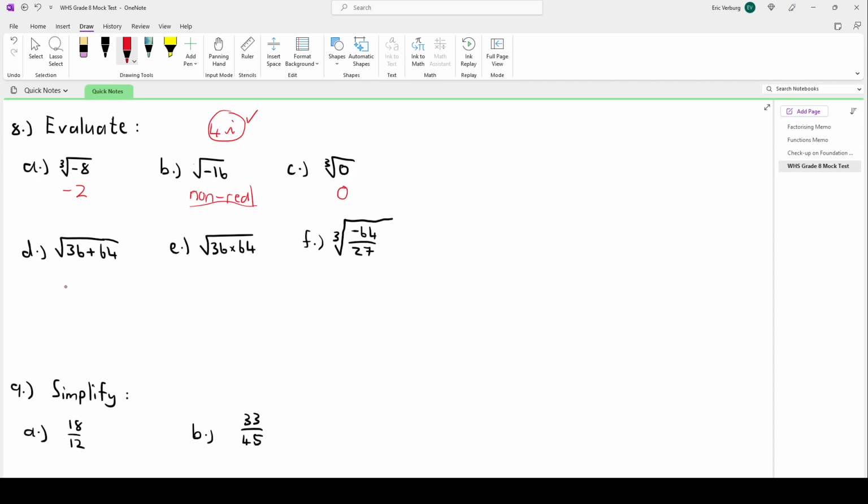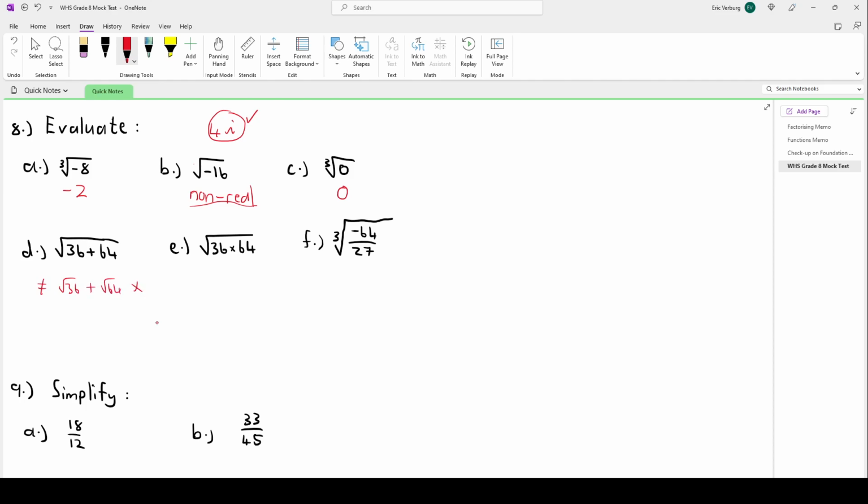Next up, question D. Here we've got the square root of 36 plus 64. Now, if we have plus or minus, addition and subtraction underneath a square root, we can't split the root up into two different parts. So what you cannot do is say this is the square root of 36 plus the square root of 64.